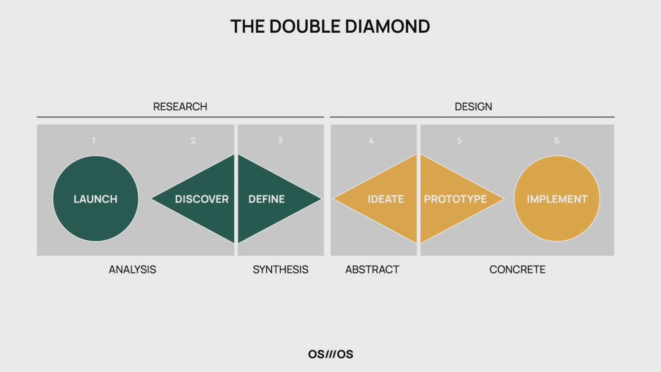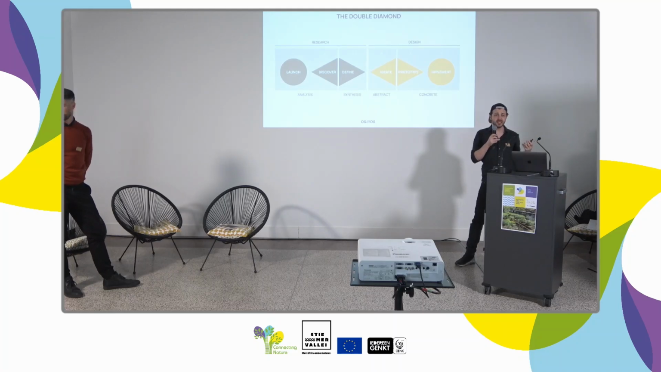Yeah, the double diamond, it's far from perfect, but it allows us to begin tackling a difficult and complex situation. So what you tend to do is you start with a launch. The launch is basically to make sure that you're just starting off well. Then you go into the research phase where you open up and try to discover as much about the problem, as much about the complexity of the situation in which you're involved.